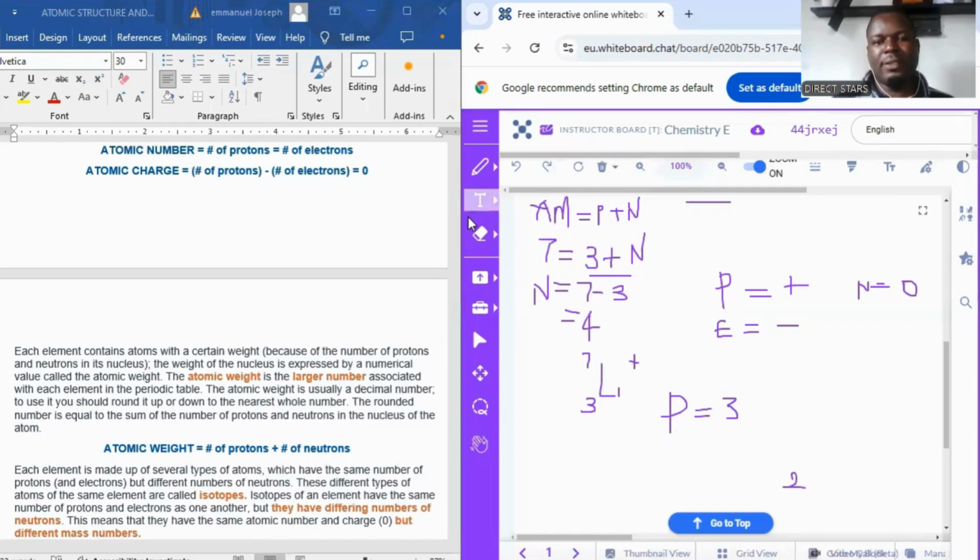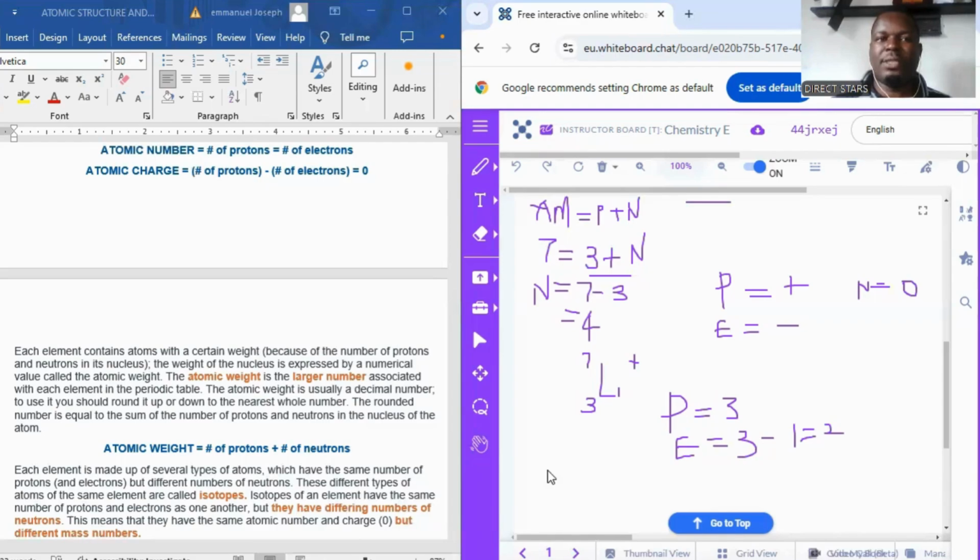What is the charge of this ion? The charge of this ion is simply +1, which means I have more protons than electrons, and the difference is 1. So that means my electrons should be short of 1. So my electron basically will be 3 minus 1, which equals 2.